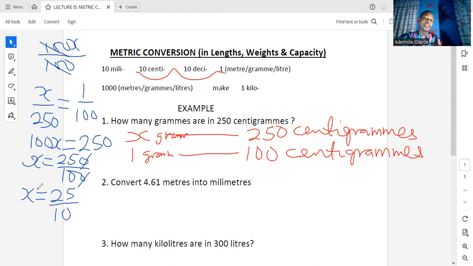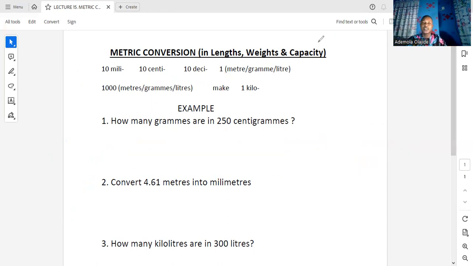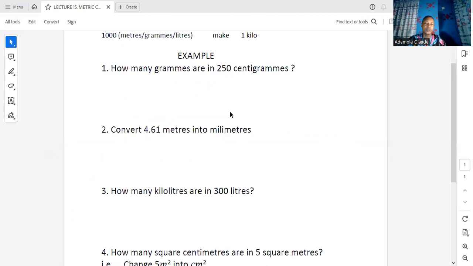And when you are dividing a number by a multiple of 10, since this 10 has 1 zero, just move the decimal 1 time from behind. So it will be 2.5. That means x equals 2.5. Since x represents grams, it will be 2.5 grams. This implies that 250 centigrams has the same value as 2.5 grams. So we'll quickly check the second one, which is number 2.